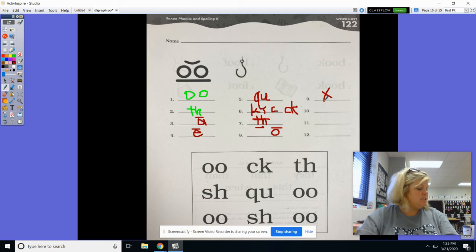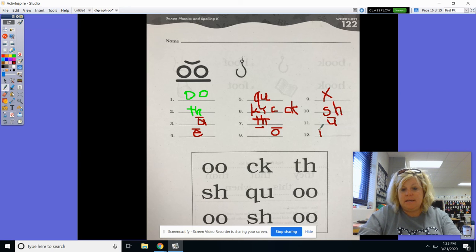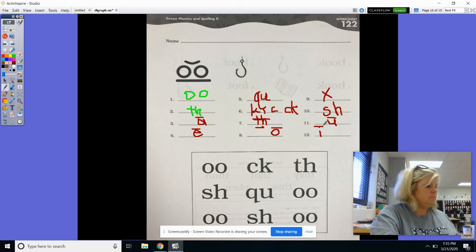X. Number 10. Sh. There's that digraph. Sh. S, H. Number 11. What letter says U? It's a long U sound with a macron. And number 12. What vowel says I? The long vowel I has an I with a macron. Okay? All right. So here we go.